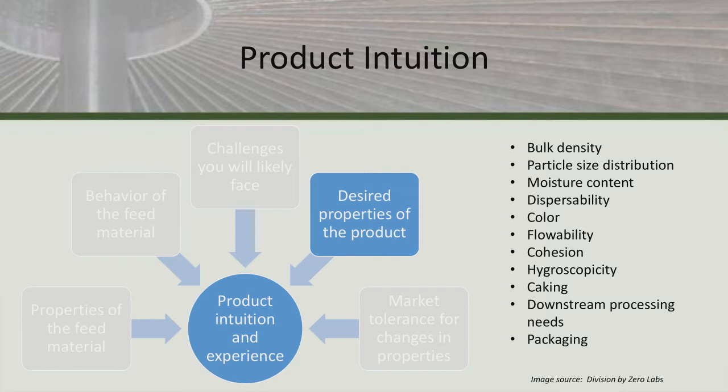What moisture content do you need to hit in order to maintain the shelf life? Is this going to be redispersed in water? If so, you're going to need a dispersible instantized powder. Are you targeting a color? Spray drying can affect the color in some cases. Do you need good flowability? If there's complicated packaging or downstream processing, a lot of times flowability of powders will be a big issue.